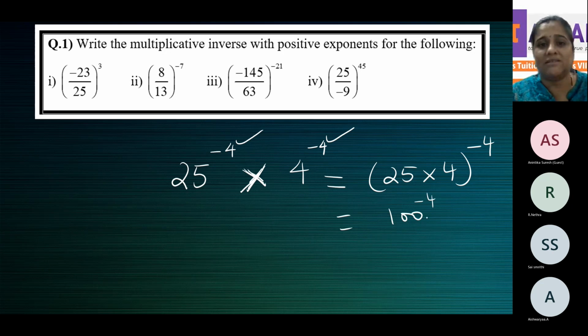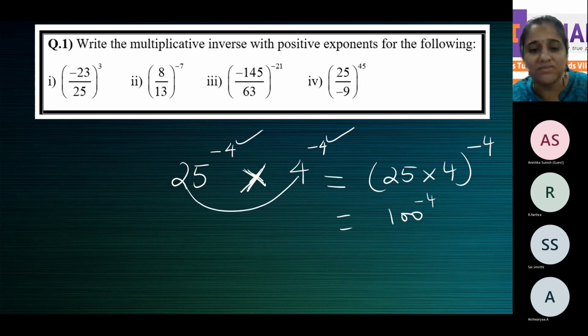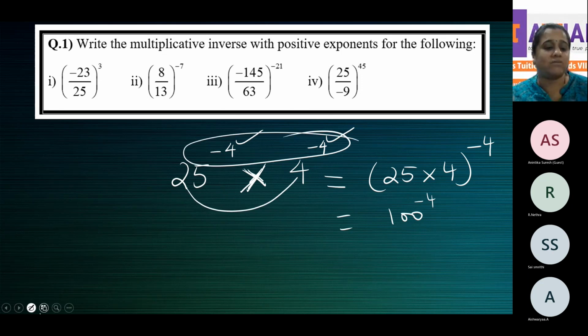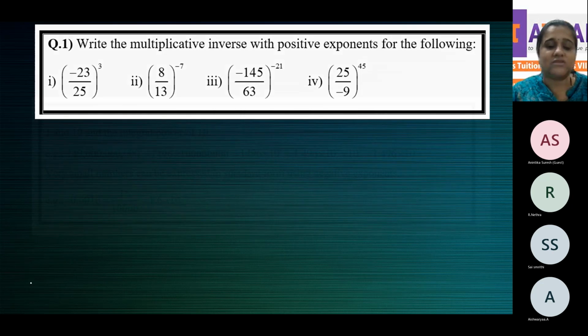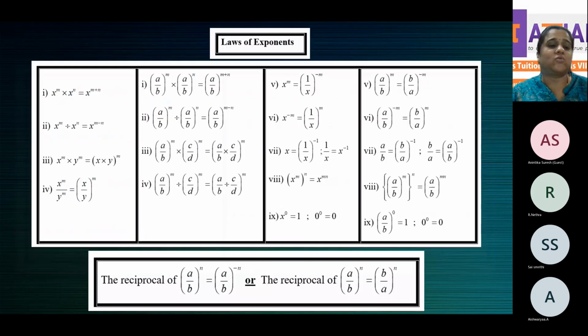Further simplification we'll learn later. This can be further simplified. We'll see that later, not now. Is this rule understood? Yes, ma'am. When the bases are different, the operation is multiplication, and the powers are the same, then multiply the bases and raise it to the same power. That's the third rule.